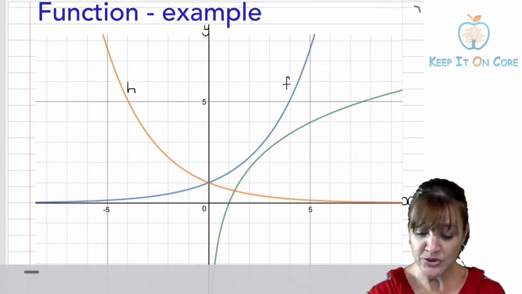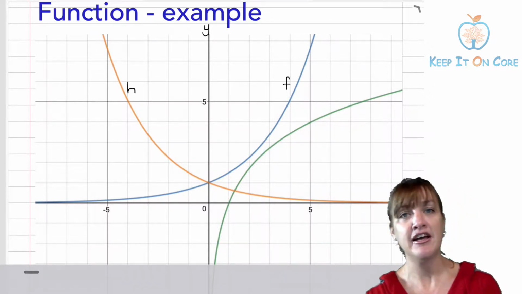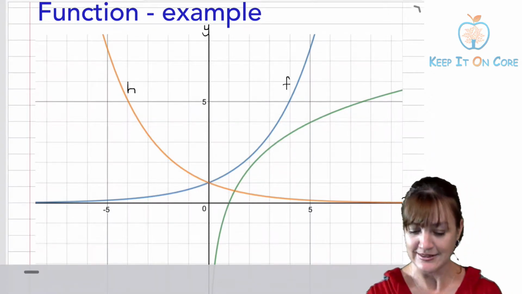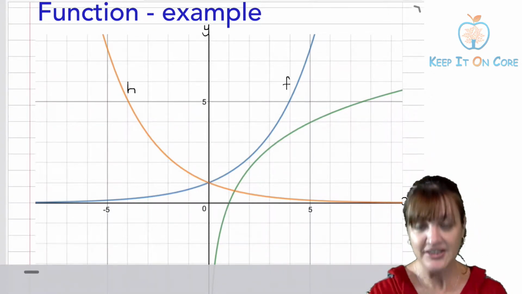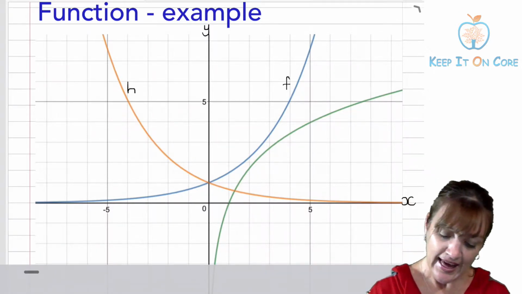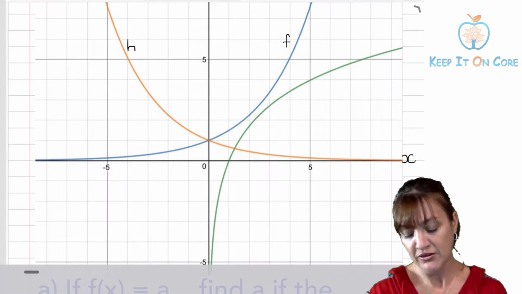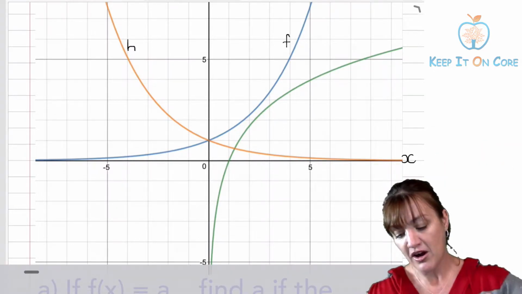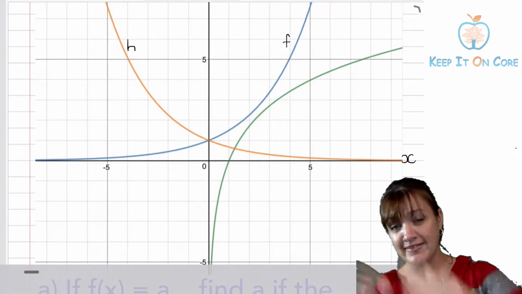We've got graph h, which is the orange one, and if you look at graph f and graph h, can you see that they're a reflection of each other about the y-axis, okay? So obviously h is the reflection of graph f about your y-axis. And then we've got the green graph over there, and do you notice that the green graph and the blue graph are actually inverses of each other?